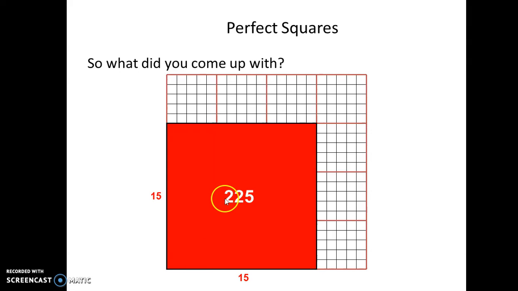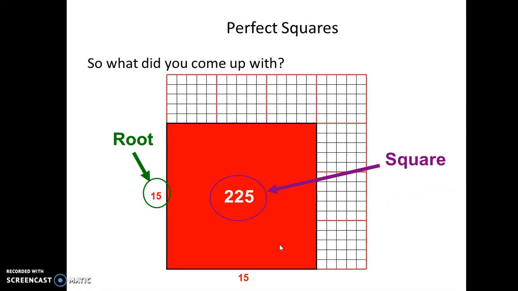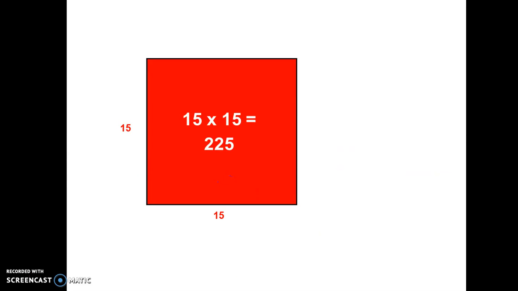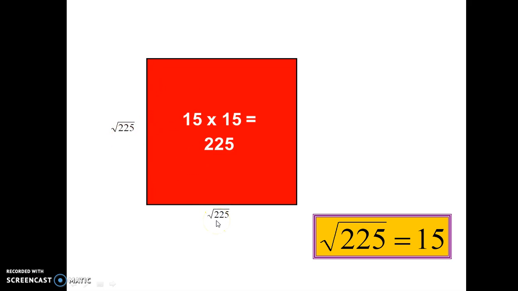225 is also a perfect square because 15 times 15 makes 225. That number is your square. This is called the root, right? So we can actually rewrite this in this form. The two 15s can change to square root of 225, because square root of 225 is 15. So that times that, root of 225 times root of 225, can actually make 225. All right, so there we have it.